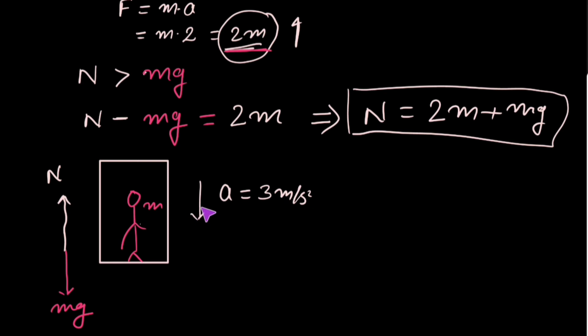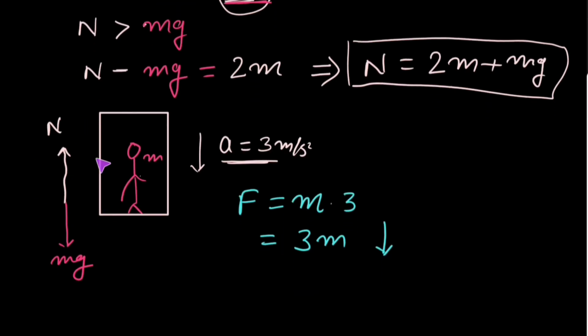As we can see, if the lift is moving with this much acceleration in the downward direction, it means the body of the boy would also be moving with the same acceleration in the same direction. So from Newton's law, the force required for a body of mass m to accelerate with a 3 meter per second square magnitude would be 3m in the downward direction.